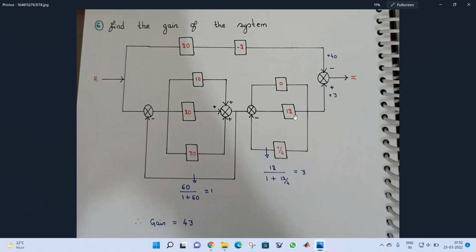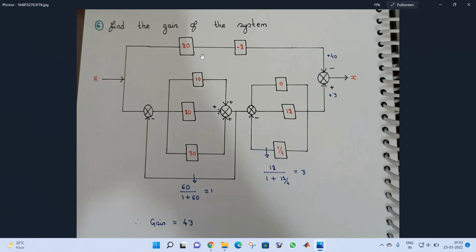Here we have 12 and 0, so 12 plus 0, 12. Then we have the overall loop, 1 minus, again we have a minus sign here, so minus into minus plus. Then we have 12 into 1 by 4. So 12 by 4 is 3. 3 plus 1, 4. 12 divided by 4 is 3. So in this path we have 1 into 3, 3. That is what I have written here.